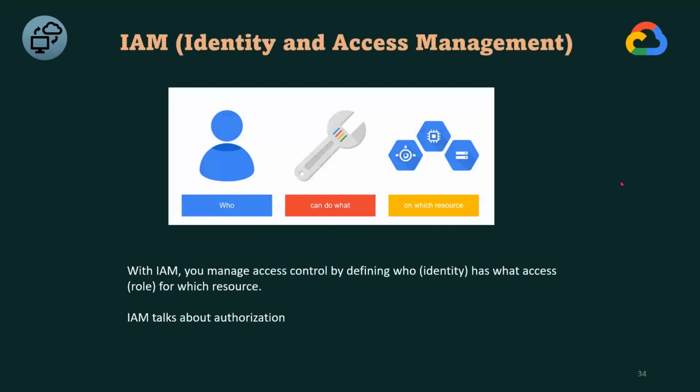If you look at this diagram, it's going to say three things. One is who can do what on which resources. That means who, a person or a group of persons or a user account or a group of user accounts, can do what on which resource. With IAM, you can manage access control by defining who has what access for which resource. IAM talks about the authorization.